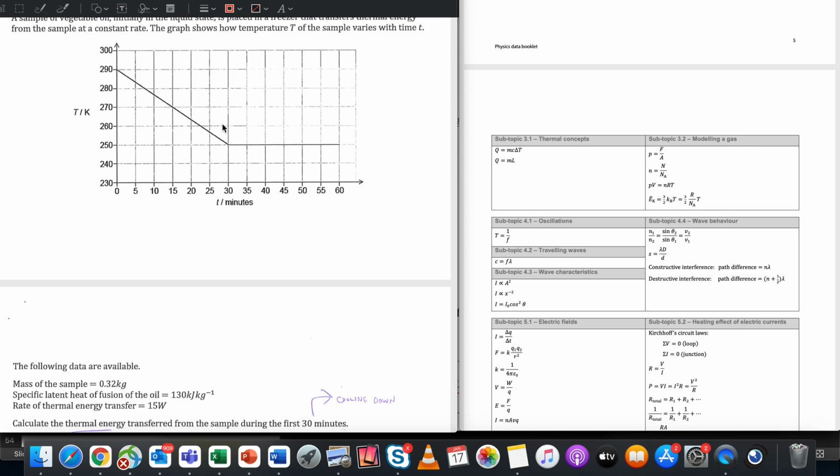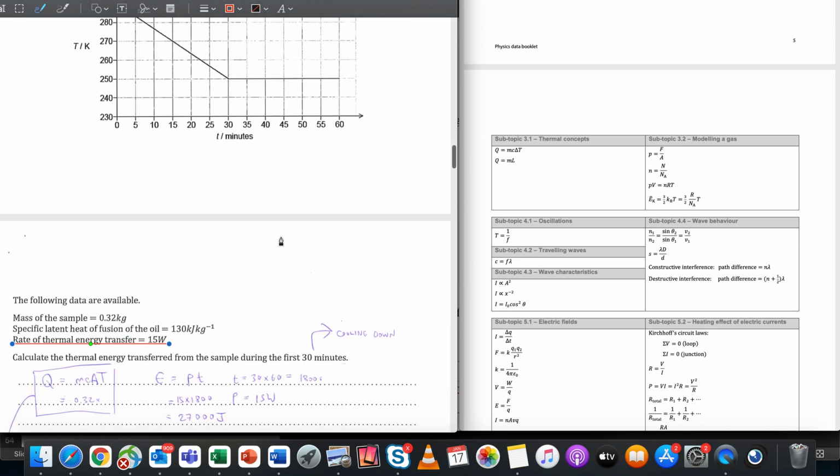Now, just a key point here, you notice this graph is deliberately divided in half. We've got a time from 0 to 30 and a time from 30 to 60. Because we are using a constant rate of thermal energy transfer, any energy that's transferred here is going to be the same as the energy transferred here, and we'll use that in a later part of the question.